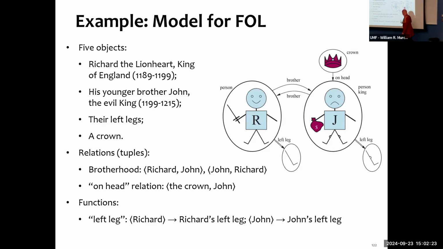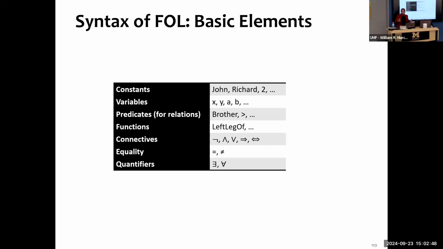And for the functions, now we have the left leg of Richard and the left leg of John, and so on. To represent this in propositional logic, with this much detail, things that could be described even as storytelling in natural language, the fact as it is cannot be presented only through propositional logic. So here we need more elements. We need to represent things thanks to constants.